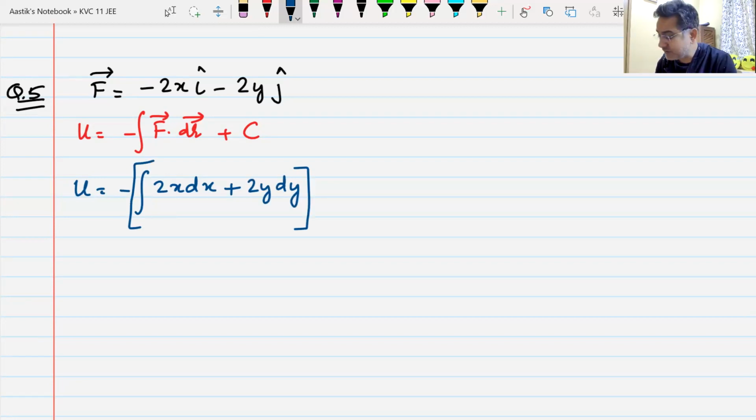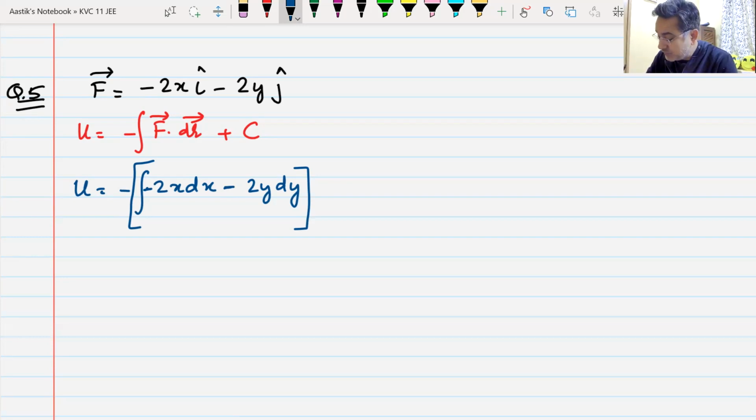Do you understand what I've written? Yes or no? I just need to integrate it. And there is a minus sign here as well. Sorry, there are two minus signs. One minus sign is outside and one minus sign is inside here. So actually two minuses become a positive.